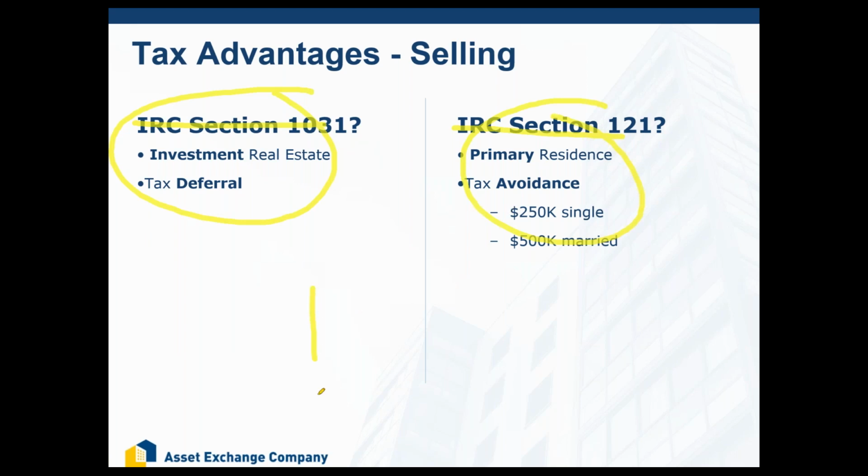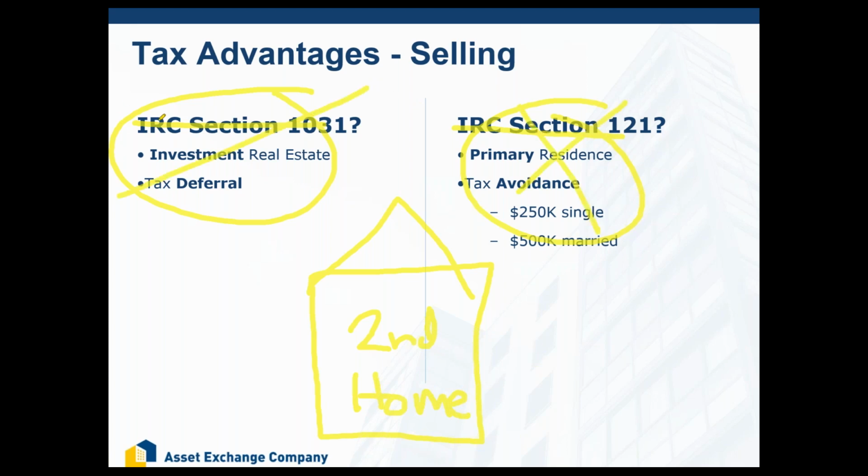Let me give you an example of a property that upon sale does not have a tax break. Okay, it's a second home. All right, if you have a second home that you own in Palm Springs, you don't live there, it's not rented out, and you sell it, guess what happens? You pay taxes.